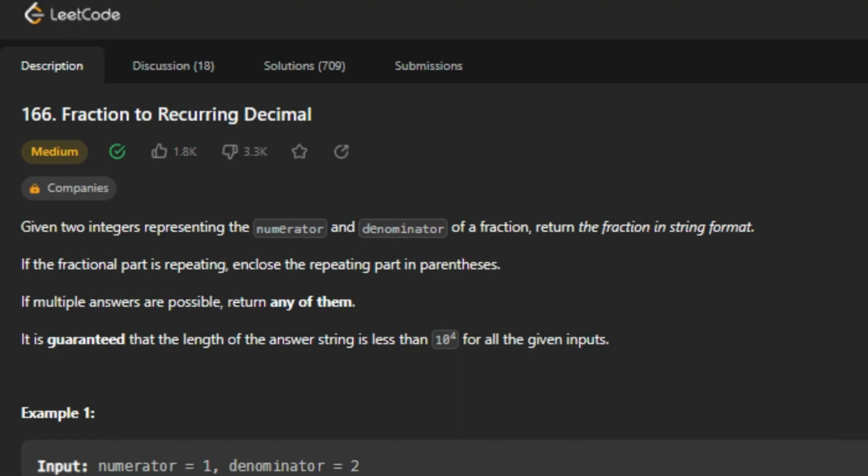This problem statement is asking to take in two integers as input, which represent the numerator and denominator of a fraction. The goal is to return the fraction in string format, including any recurring decimals. If the fractional part of the decimal representation is repeating, the repeating part should be enclosed in parentheses.